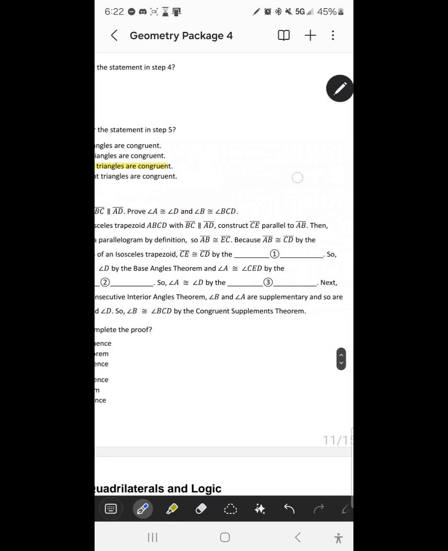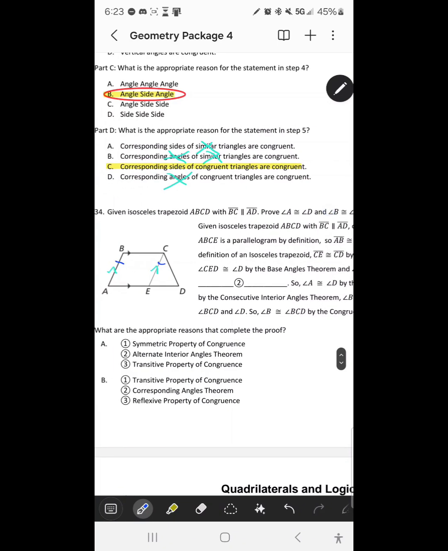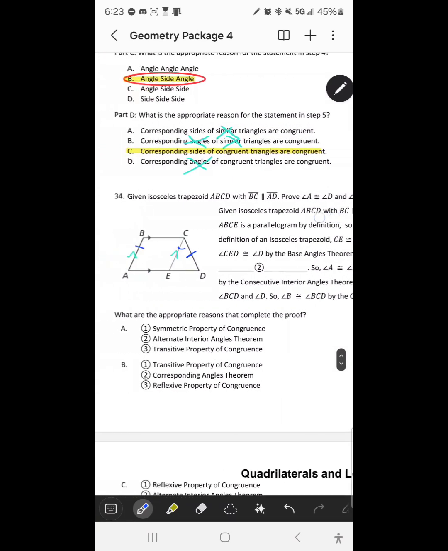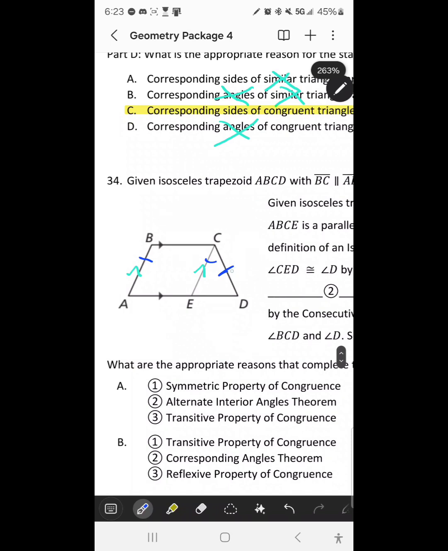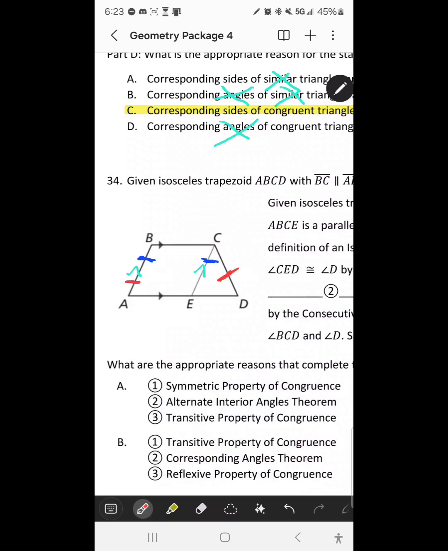So congruent as well. Because AB is congruent to CD by the definition of isosceles trapezoid, you know that AB is congruent to CD as well. CE is congruent to CD. We established that this one is congruent to this one by the definition of a parallelogram. After that, we establish that this one is congruent to this one by the definition of an isosceles trapezoid.